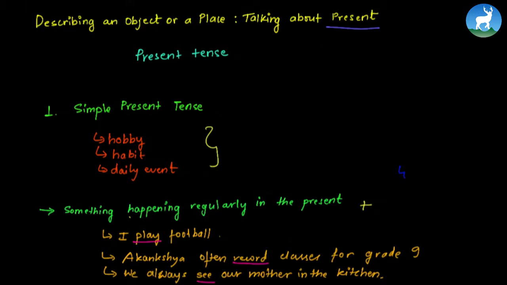Akankshya often records classes for grade 9. I record classes for you, so I often record them. That's why it's happening in the present. We use the simple present tense for it.